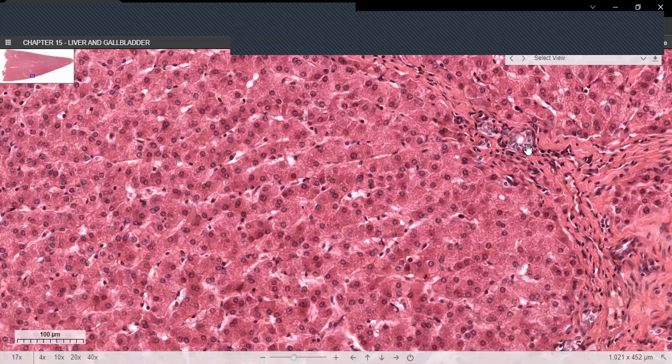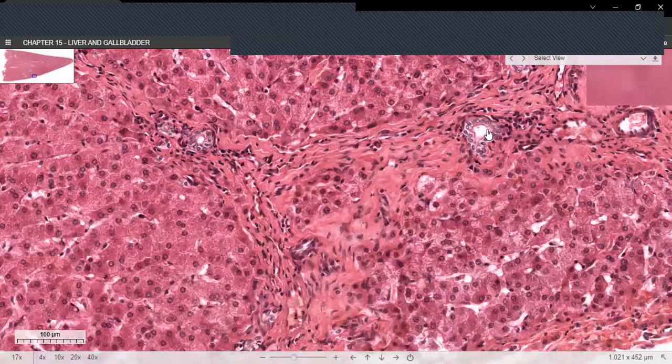You can see, so these ones. Or maybe these are the bile ducts. These are blood vessels because you can see here it's like they are lined by an endothelium, but here you can see it is a cuboidal, simple cuboidal. So maybe these are the bile ducts.